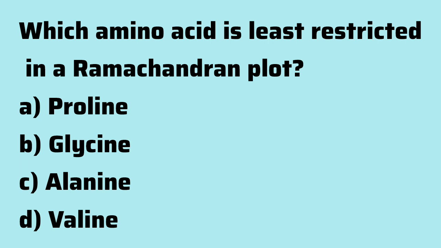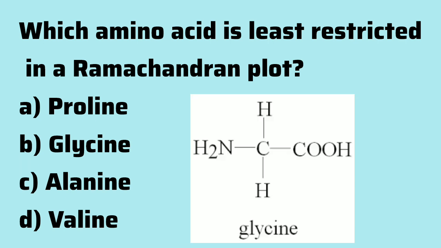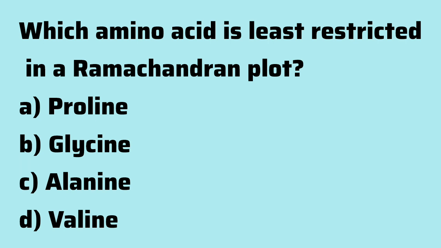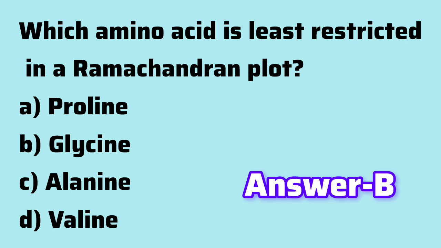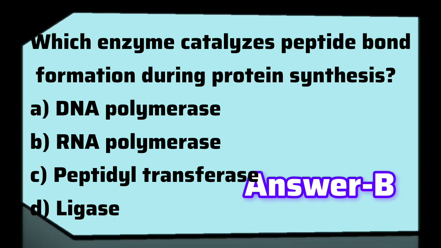Which amino acid is least restricted in the Ramachandran plot? Least restricted means most allowed regions. So glycine: the side chain of glycine is the shortest, only hydrogen is present. Because only hydrogen is present, there is least steric hindrance. Least steric hindrance means most allowed regions and the least restrictions on the Ramachandran plot. So here the answer is B, glycine.